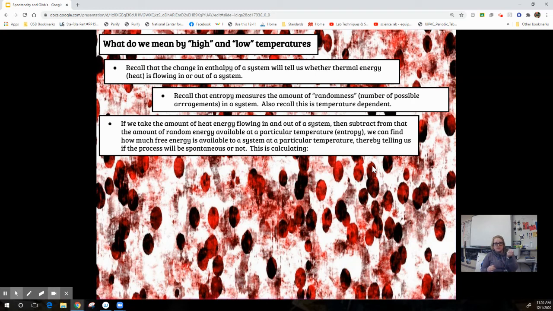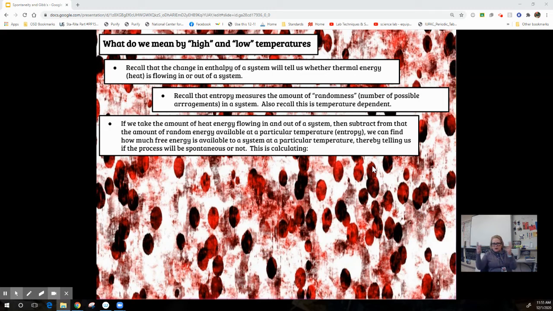If I take the enthalpy of a system, the amount of heat energy flowing in and out, I subtract from that the randomness of the particles at a particular temperature, we can calculate what we call the free energy available to that system at a particular temperature. And if I can get that value, I can tell if that process is going to be spontaneous or not.